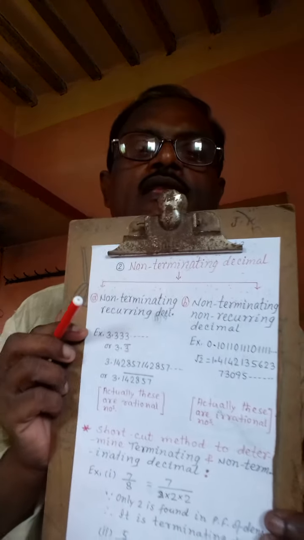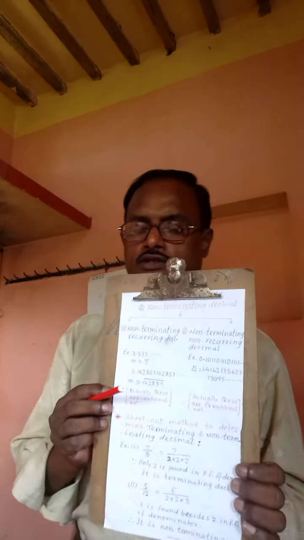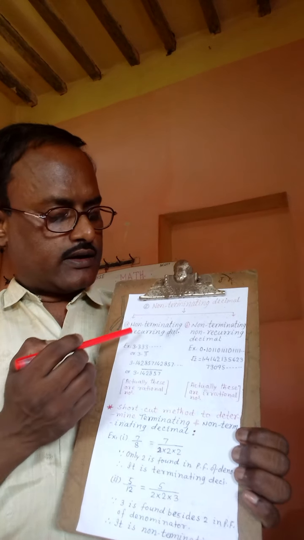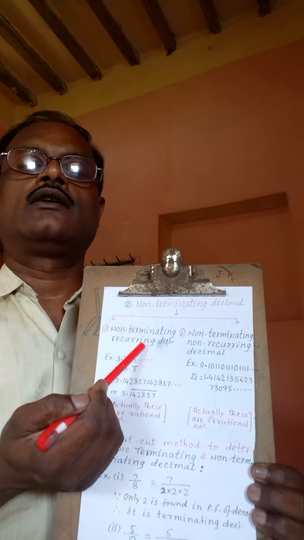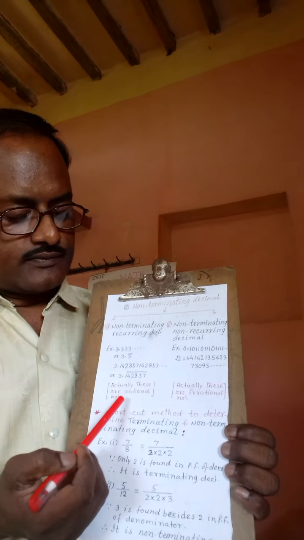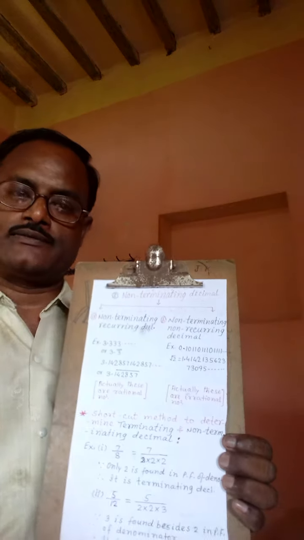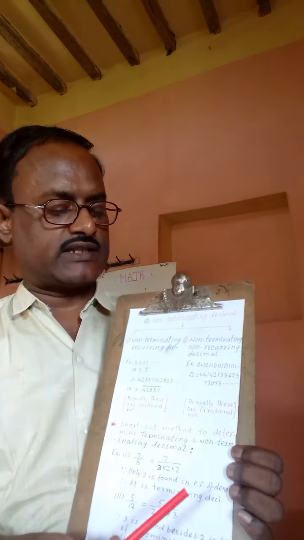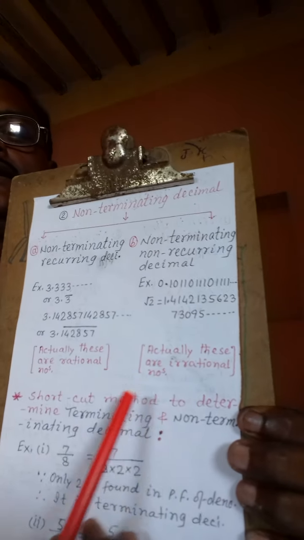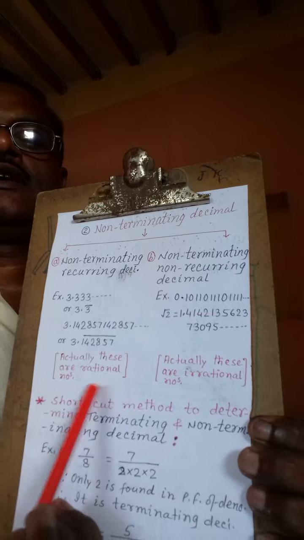Clear, student? And you can also remember this: non-terminating and recurring decimals are also called rational numbers, and non-terminating non-recurring decimals are actually irrational numbers. I have written here in brackets. You can watch this.